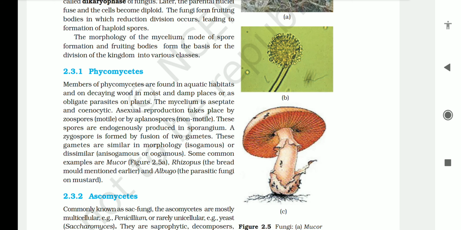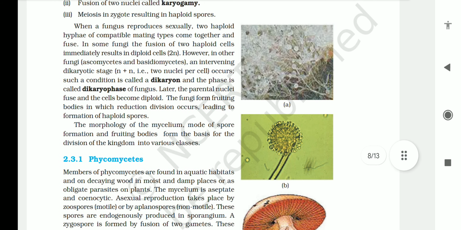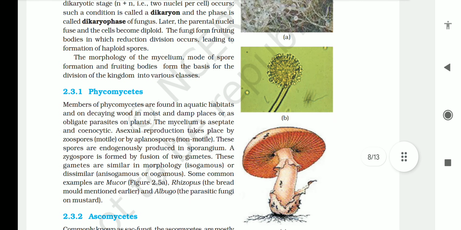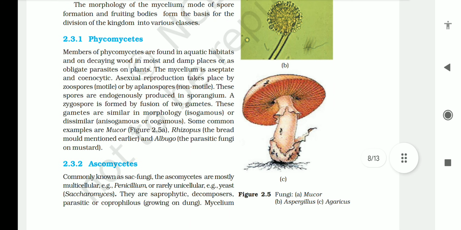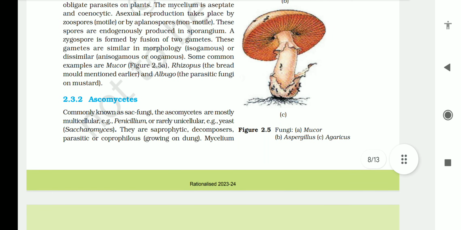Some common examples are Mucor, you can see it in figure 2.5a, Rhizopus, the bread mold mentioned earlier, and Albugo, the parasitic fungi on mustard. 2.3.2 Ascomycetes. Commonly known as sac fungi, the Ascomycetes are mostly multicellular. Example Penicillium, or rarely unicellular. Example yeast, that is Saccharomyces.